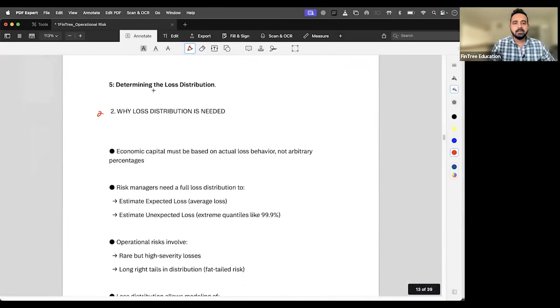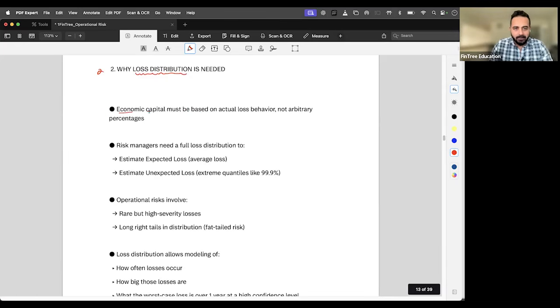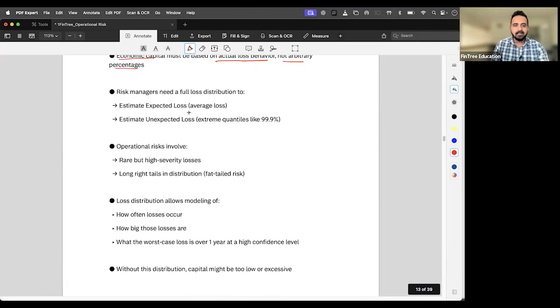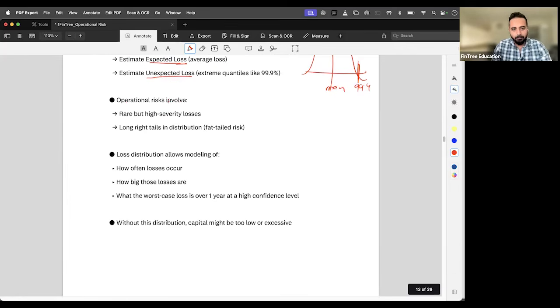Now under section 5 of the curriculum, the GARP curriculum, we have to figure out how to model something called operational risk as a loss distribution. Okay. Now, the first question is, why do we need that loss distribution in the first place? So let's see. Economic capital must be based on actual loss behavior, not some arbitrary percentage. Risk managers need a full loss distribution to calculate, A, the mean expected loss, and then calculate the 99.9th percentile unexpected loss. Operational risk is generally rare but high severity losses, fraud by an employee, cyber risk and all of that.